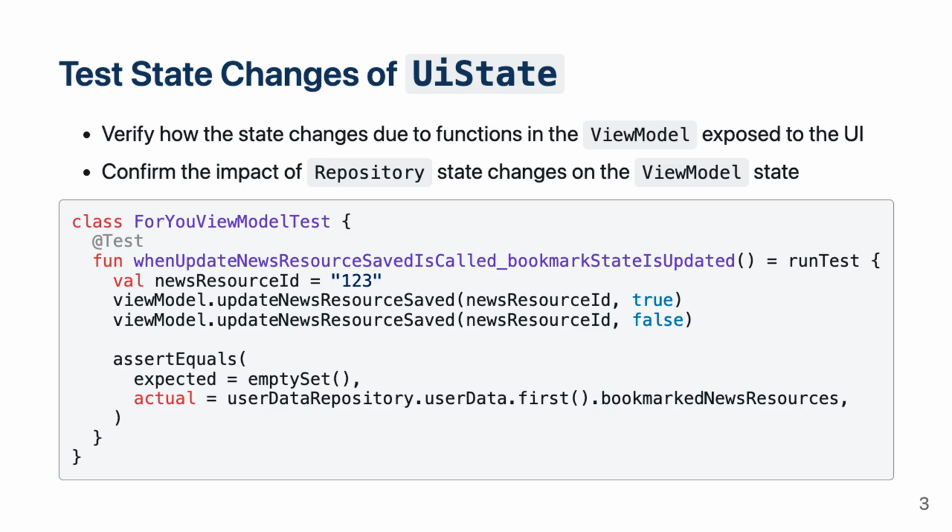First, let's focus on the role of the view model. The view model is responsible for generating and holding the UI state. Therefore, it's important to test how the UI state changes in response to each event. As a concrete example, we'll test how view model functions like update news resource saved affect the UI state. Furthermore, we'll also check how changes in the repository's state affect the UI state held by the view model.